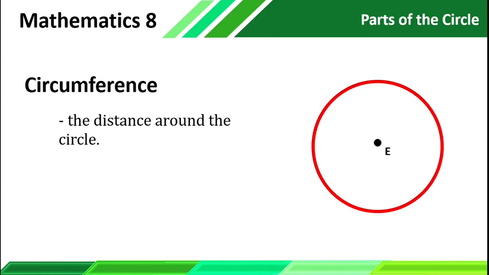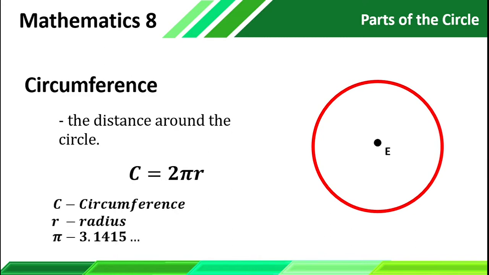Next part of the circle is circumference. When we say circumference, it is the distance around the circle. So the circumference here is the red one. So this is the main circle, the distance around the circle. In finding the circumference, we can use the formula C equals 2 pi r, where C is equal to circumference, r is our radius, and pi is equal to 3.1415.